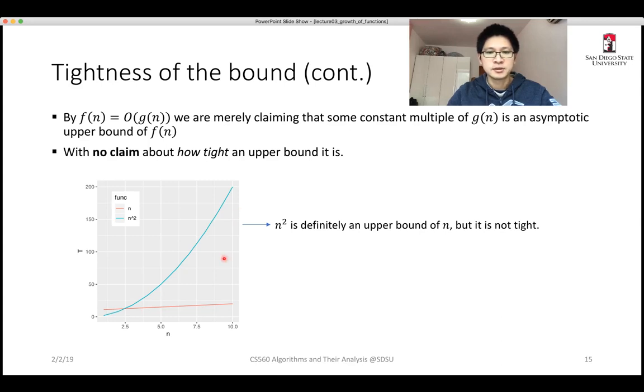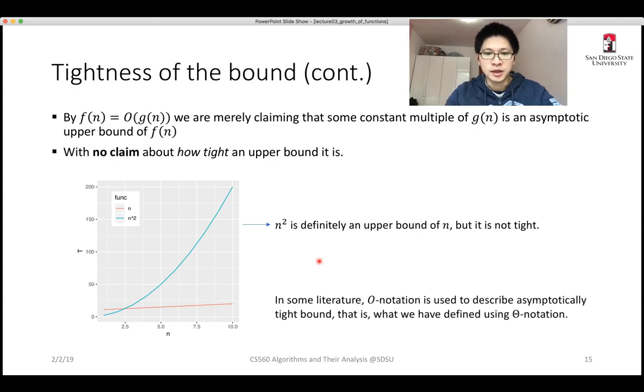Okay. But we notice that in some other textbooks, the big O notation is confused with theta notation, or no theta notation is introduced. Just the big O notation is used to describe a tight bound. So that's not what we use in this course. We have defined the tight bound using a theta notation, and big O is just a loose upper bound.